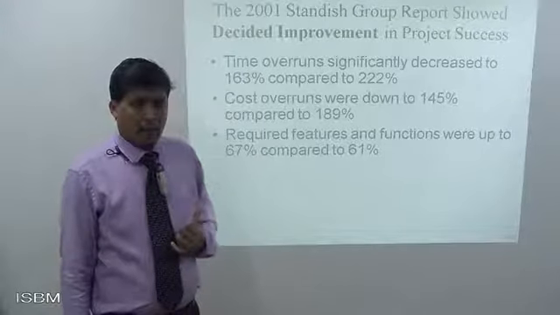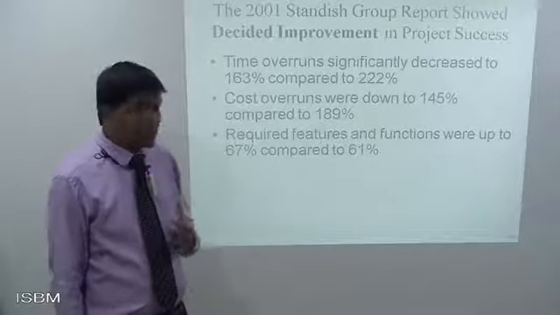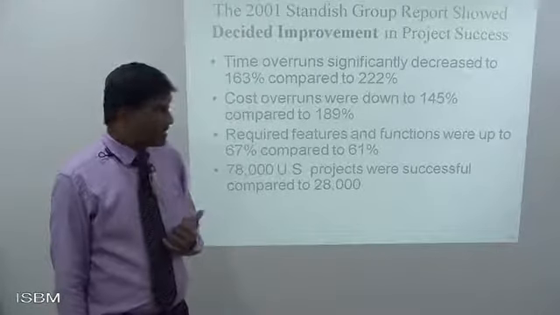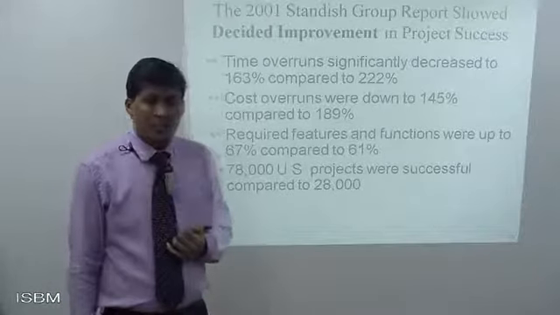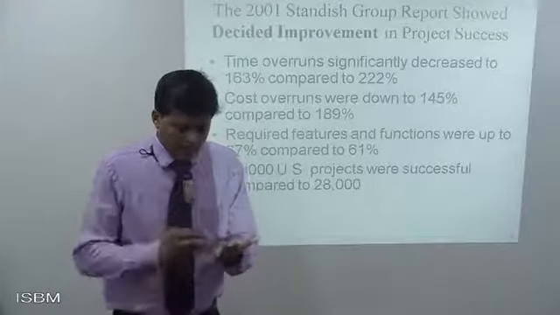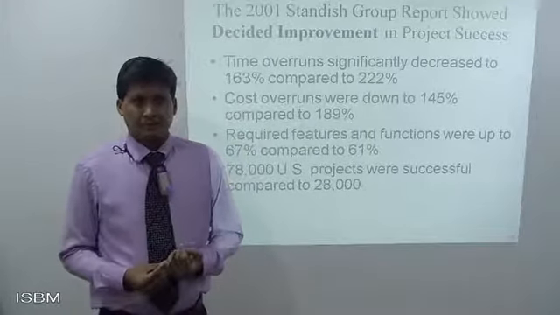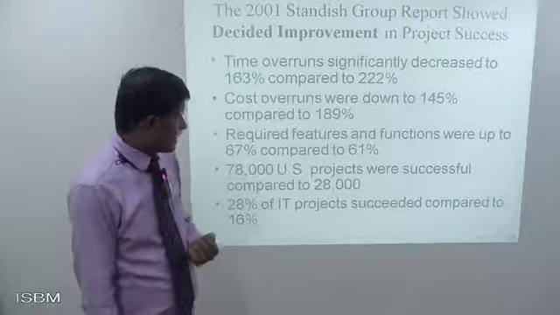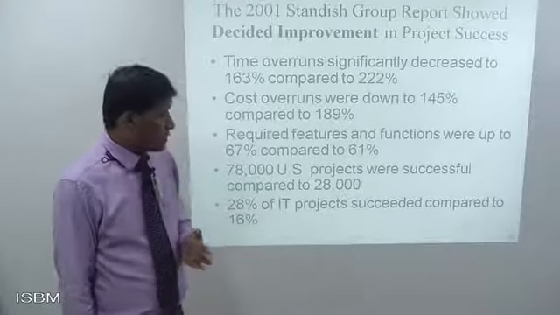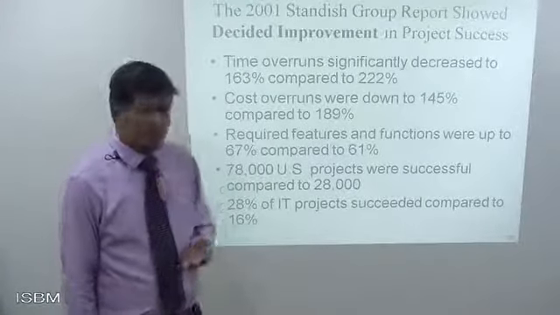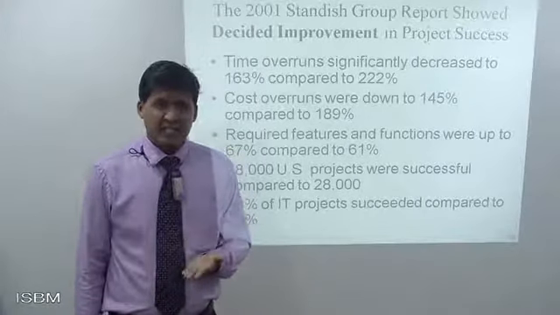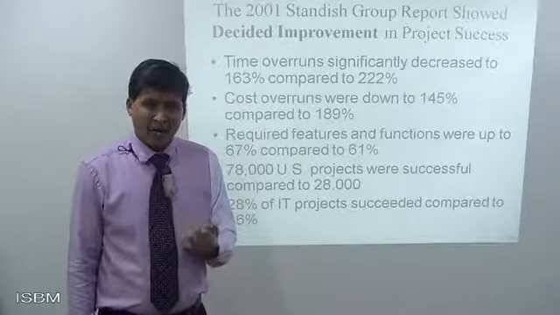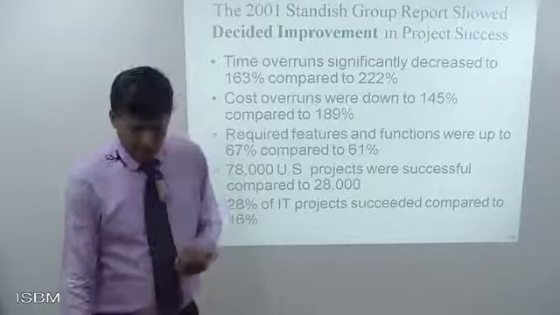Required features and functions were up to 67% compared to 61%. 78,000 US projects were successful compared to 28,000. So even if you compare number to number, the number of projects that were completed itself was high as well. And 28% of IT projects succeeded compared to 16%. So even in terms of percentage and numbers, the project completion was high, and on all the parameters as well, it tended to score better.